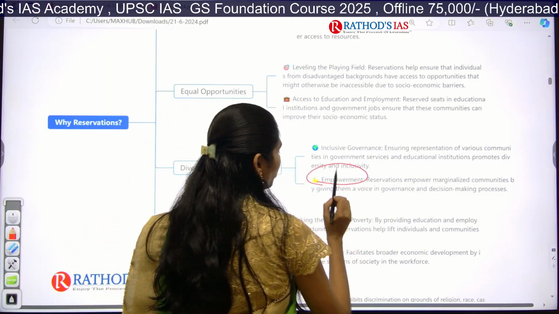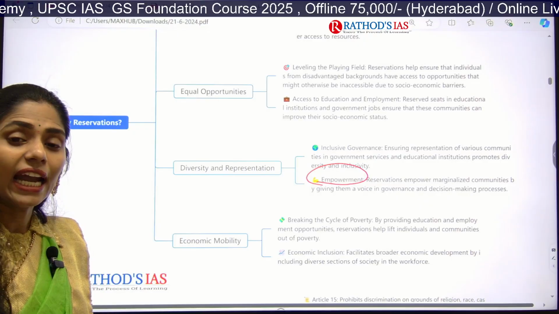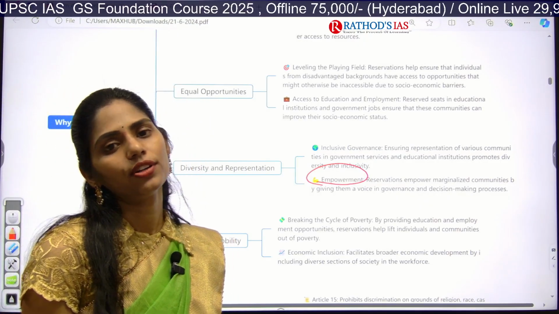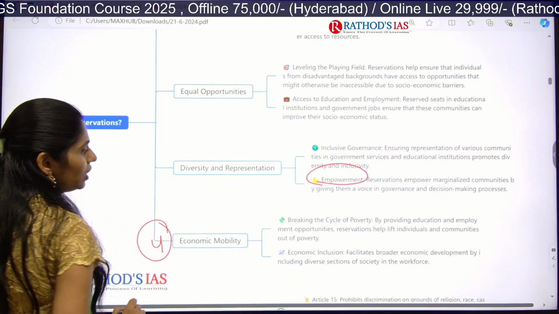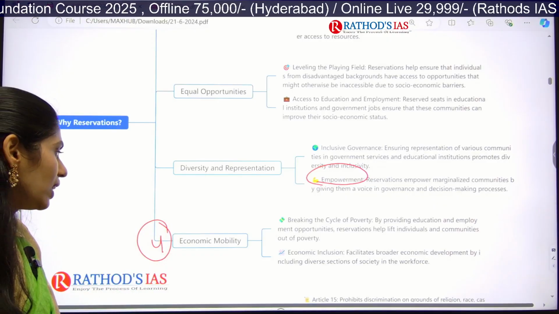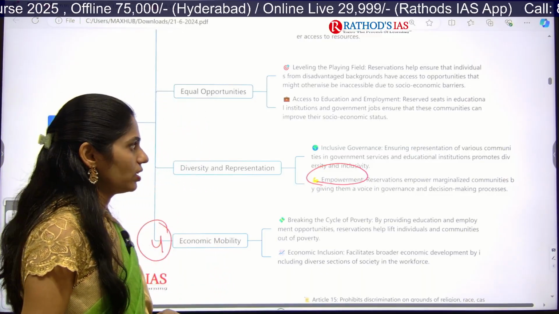And even for the empowerment of these people, we need to provide reservations for this marginalized community, and they need to be part of the decision making process. And next one is economic mobility. To break the cycle of poverty and for economic inclusion, yes, we need to provide reservation.